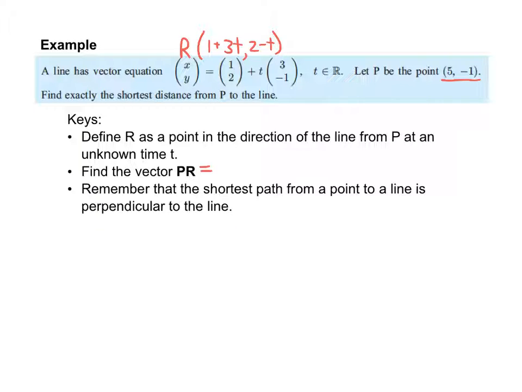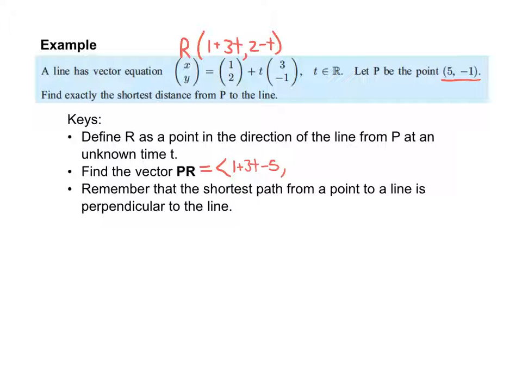How do we find the vector between 2 points? Subtract. It'd be 1 plus 3t minus 5. You always do the coordinate of the point you're going to. So we're going towards R. So I put that coordinate first, and then I subtract the x of the point we're coming from. So it's 1 plus 3t minus 5.